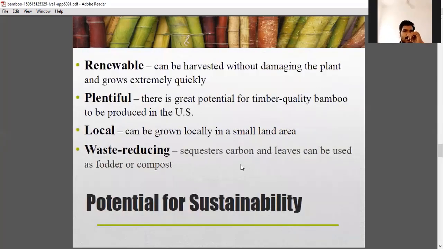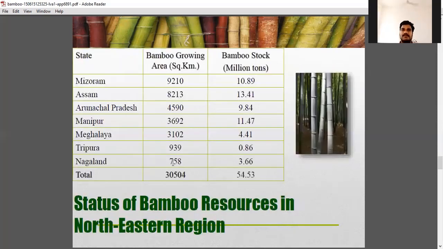Okay. And this bamboo can be harvested without damaging the plant and grows extremely quickly. And it is renewable. So it is plentifully available and it is local, and there is much waste reduction. So by seeing all these factors, you can tell that it is an environmentally friendly material and can be used in green buildings, right?